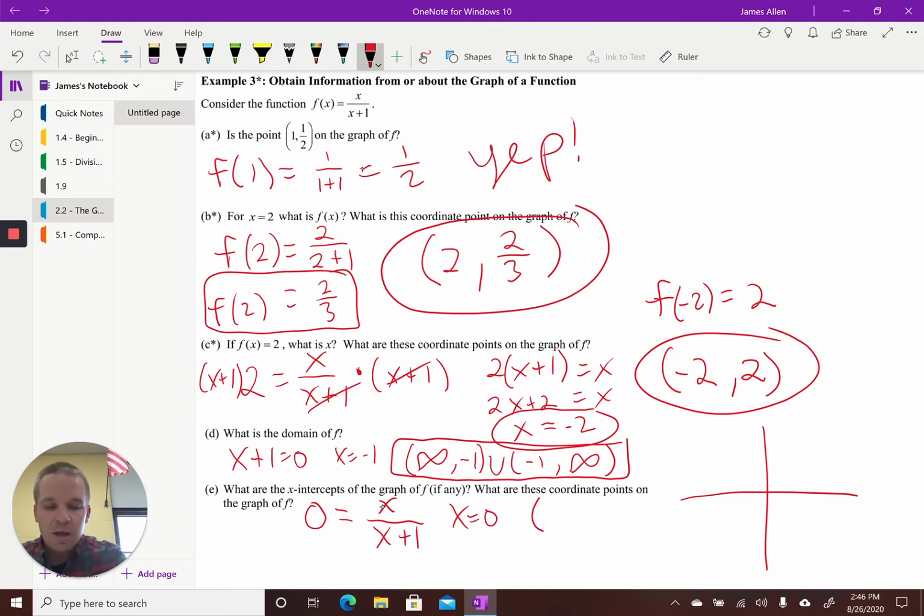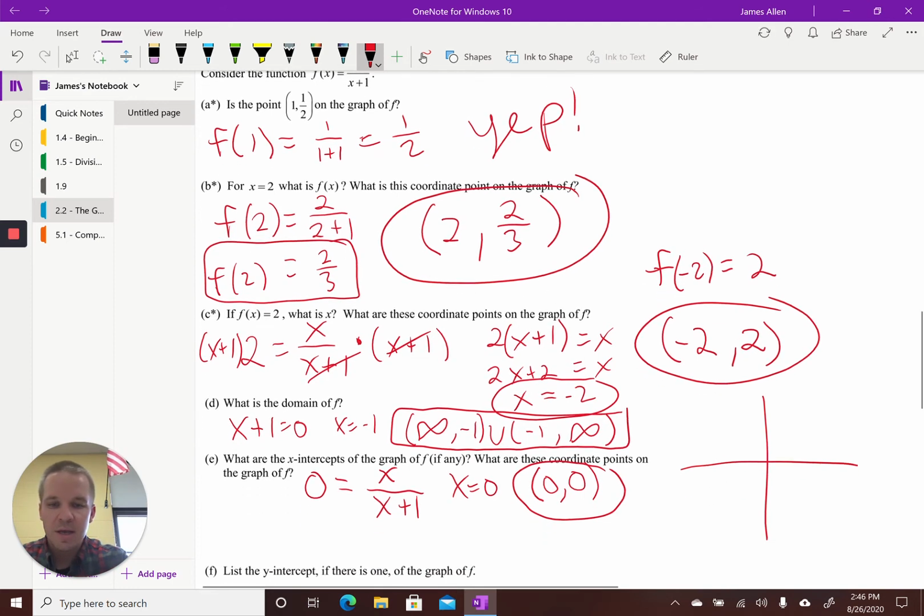So my x-intercept is going to be 0, comma, and if I plug that back in, I get 0. So there's my coordinates on the graph. That's where this one is crossing the x-axis.